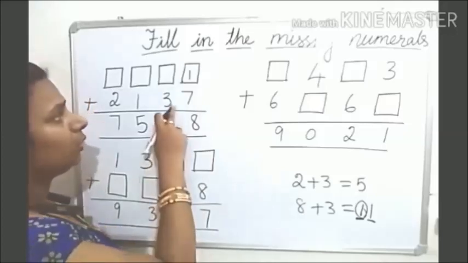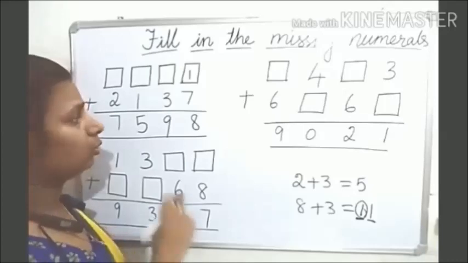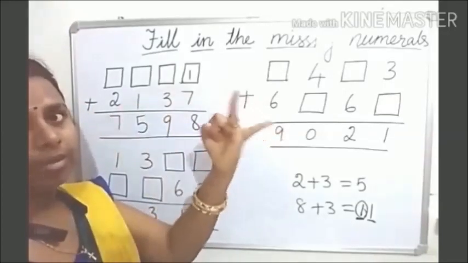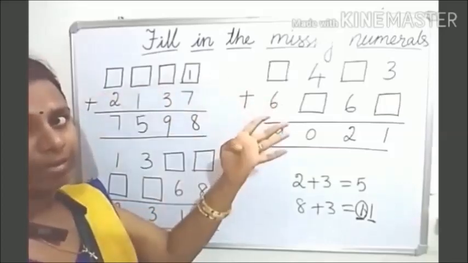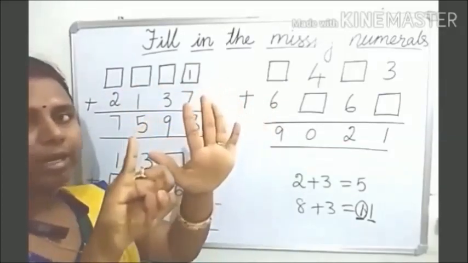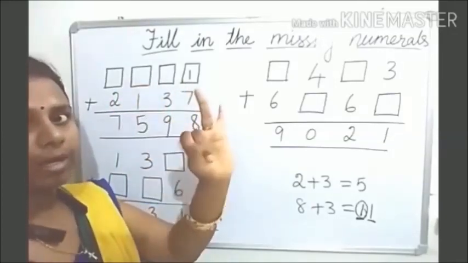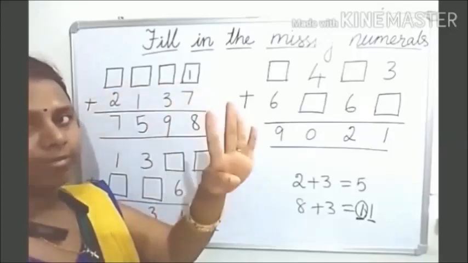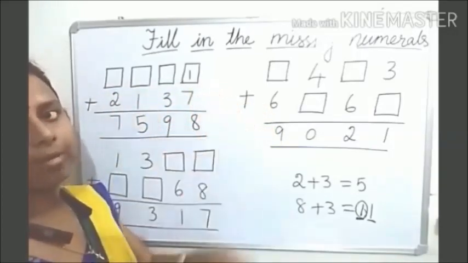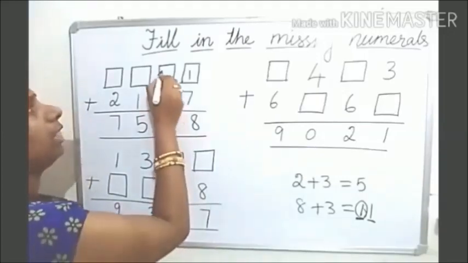The next one, here 3. Which number are we going to add with 3 to get 9? After 3, 4, 5, 6, 7, 8, 9. How many numbers have I added? So 6 numbers I have added with the 3 to get 9.